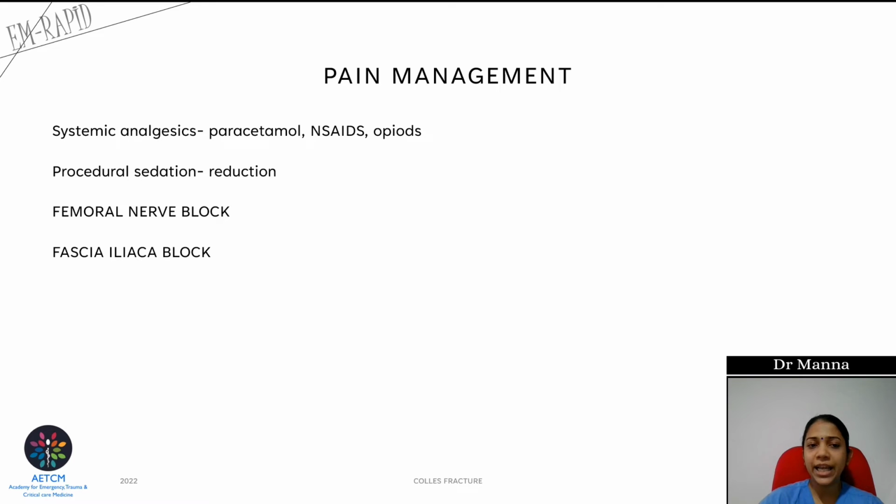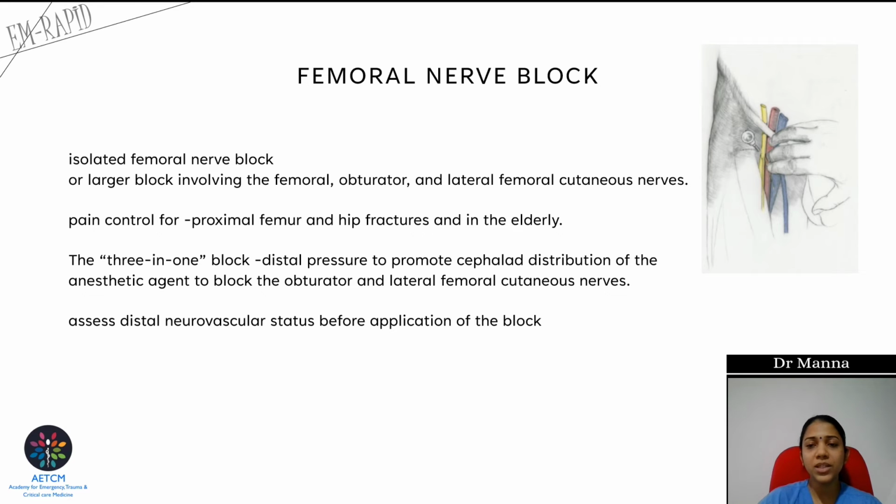Specifically for the hip region or the fracture neck of femur, we have 2 specific blocks, that is the femoral nerve block and the fascia iliaca block. So we will discuss that now. The femoral nerve block. We can block the femoral nerve in the same region itself. If we give some more local anesthetic, we can block the obturator and the lateral cutaneous nerve also. So it is a 3-in-1 block.